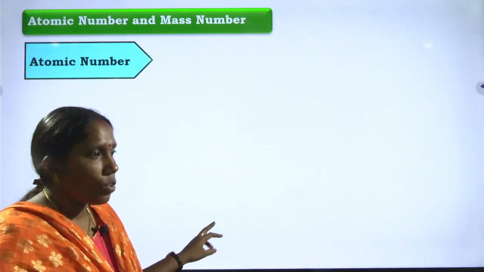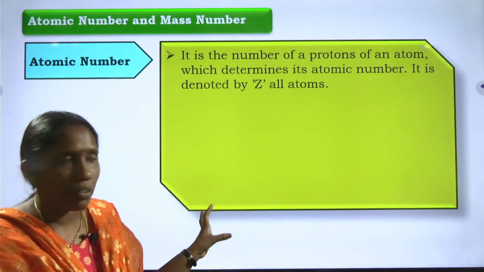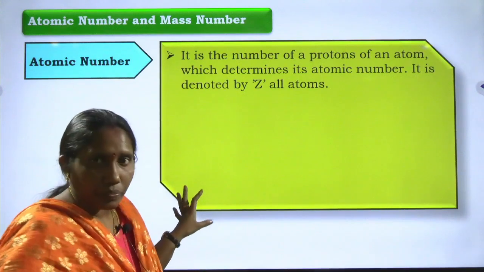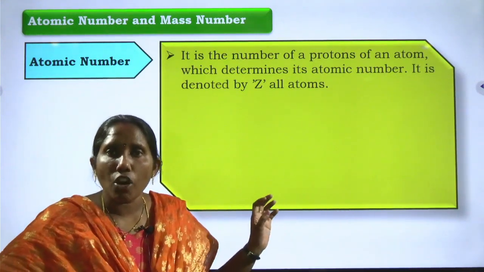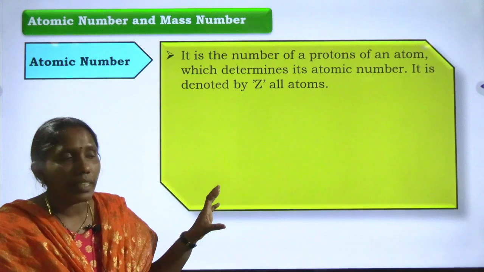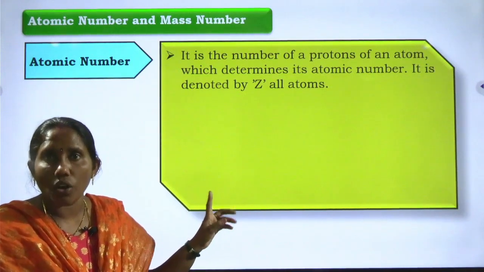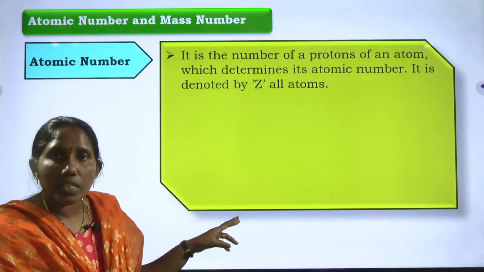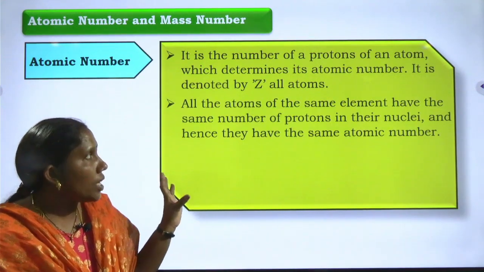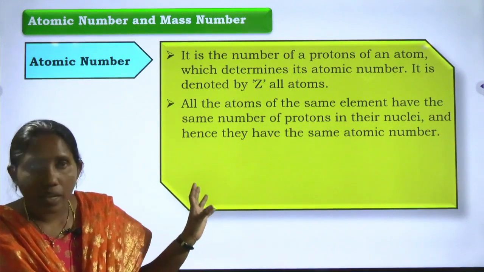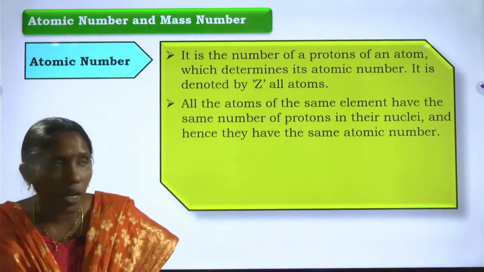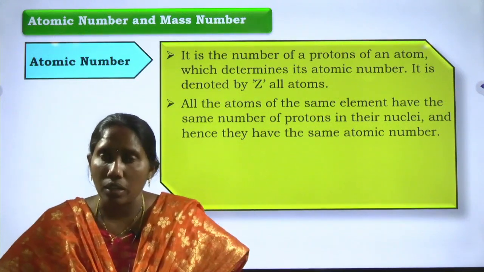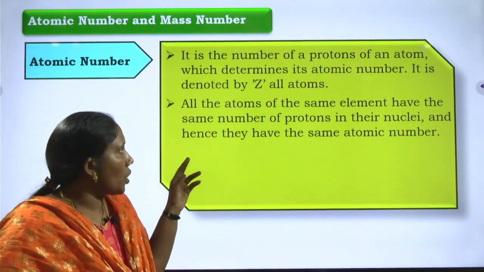In atomic number, what is the definition for atomic number first? See here, it is the number of protons of an atom. In an atom, how many protons are present? That gives you the atomic number of that atom or element. It is represented with Z. All the atoms of the same element have the same number of protons in their nuclei and hence they have the same atomic number. We will go with an example to explain this point.